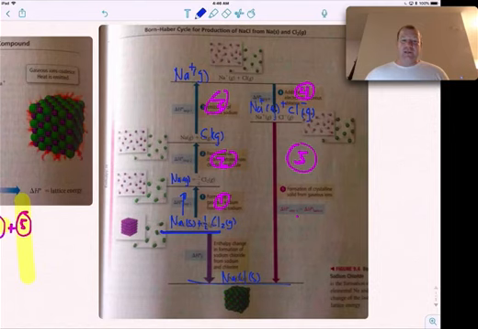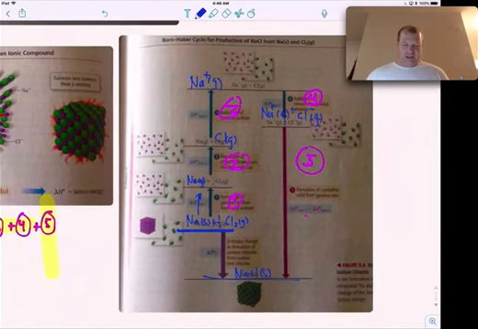So one of the things that we can do with this, we can calculate or experimentally determine the lattice energy by looking at these steps. And this is known as the Born-Haber cycle for lattice energy. So, Born-Haber cycle.